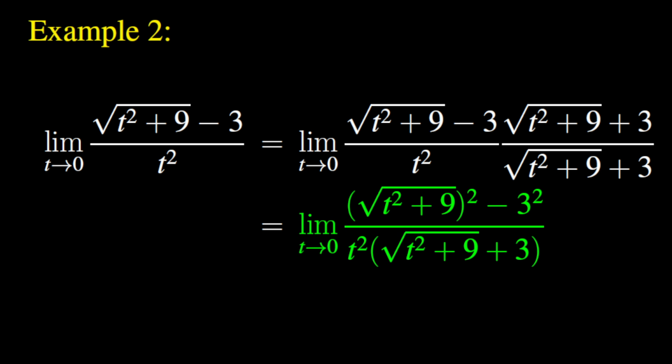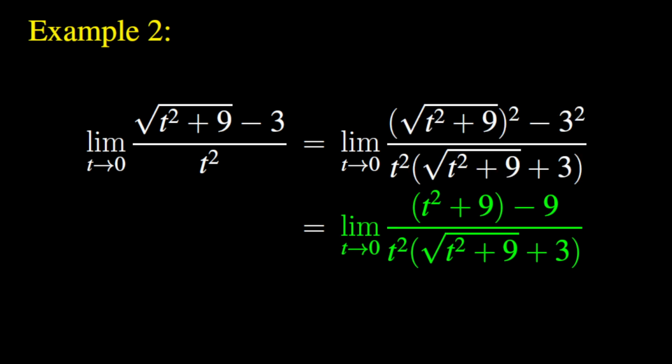Consequently, the numerator becomes the square root of t squared plus 9 to the power 2, minus 3 squared, and the denominator remains the same. Using the properties of the square root, the numerator becomes t squared plus 9, minus 9, which is just t squared because 9 and negative 9 cancel each other.